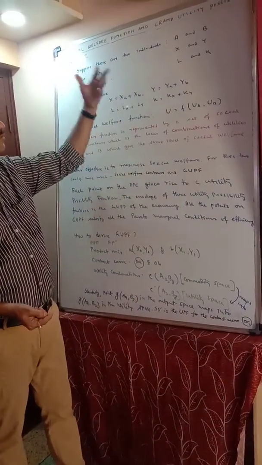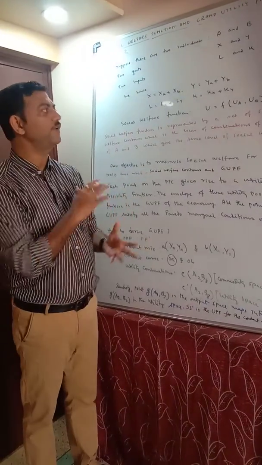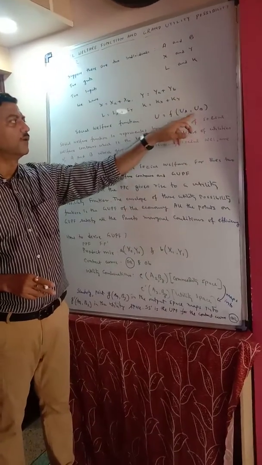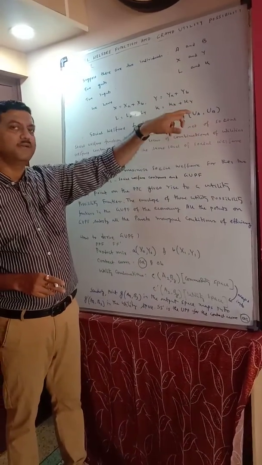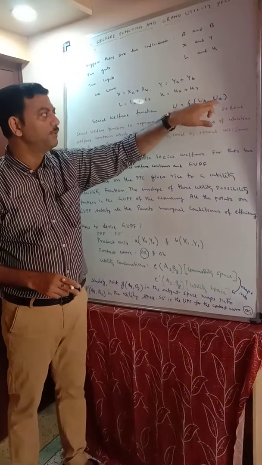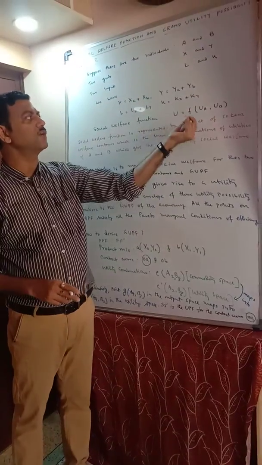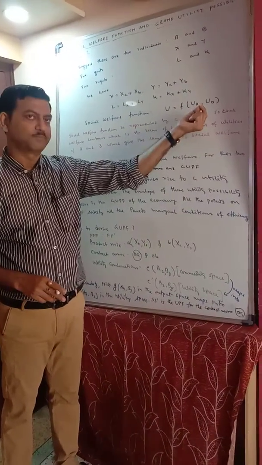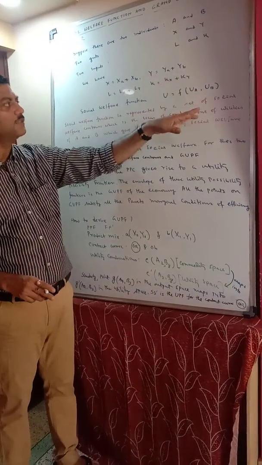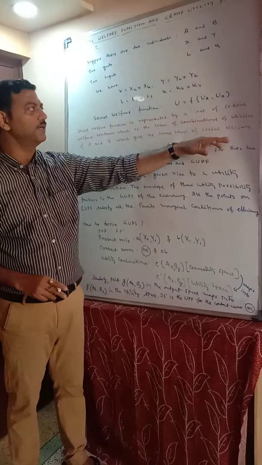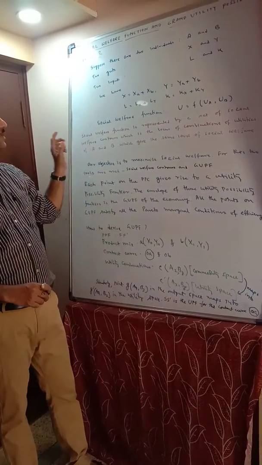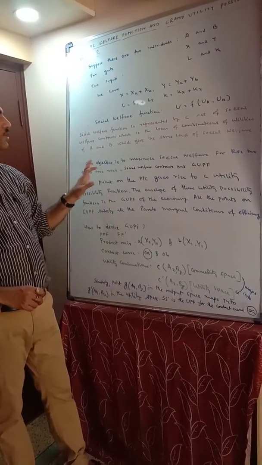Now, consider the social welfare function, which is a function of UA and UB. UA is the utility level achieved by individual A and UB is the utility level achieved by individual B. The social welfare depends on UA and UB. If you consider different combinations of UA and UB that give the same level of social welfare, then the locus of all those combinations will give you the social welfare contour.